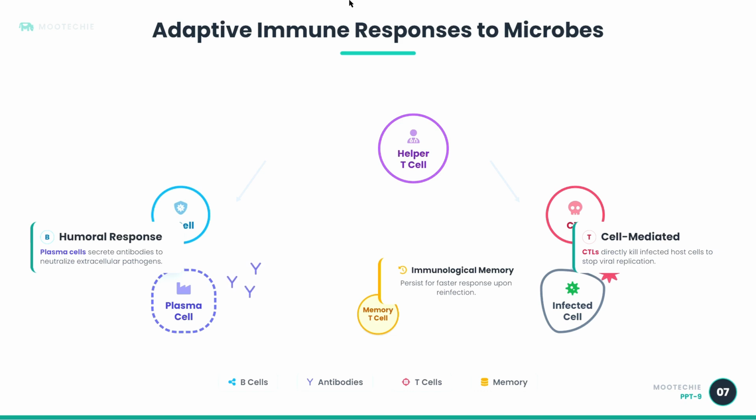A key feature of this adaptive system is immunological memory. After the first encounter, memory B and T cells are created. These cells persist in the body for a long time. If the same pathogen tries to infect again, these memory cells allow for a much faster and stronger response, which is the principle behind vaccination.